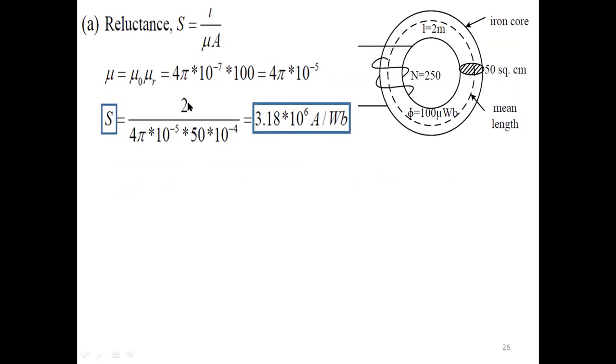So L is 2 meter, he has given directly. L you substitute here. Mu we have calculated, mu naught into mu r, 4 pi into 10 to the power of minus 5, you substitute here. And area is 50 into 10 to the power of minus 4, you substitute here and calculate this one. You got this answer, 3.18 into 10 to the power of 6 ampere per Weber. Is it correct?